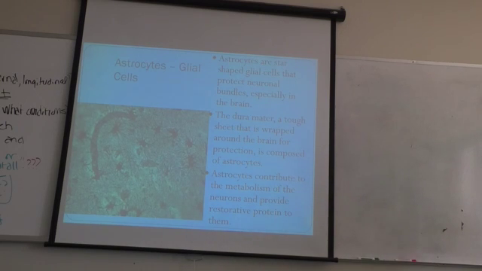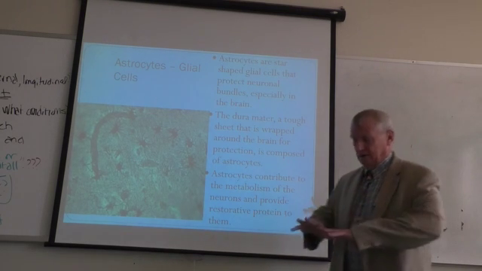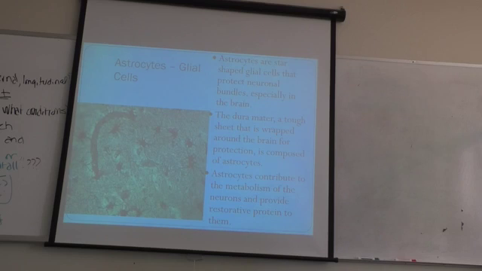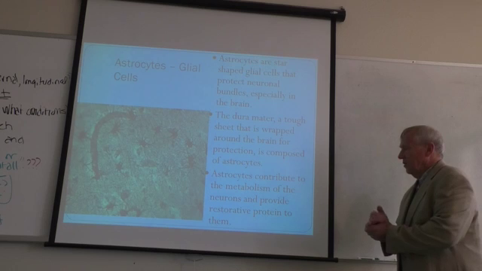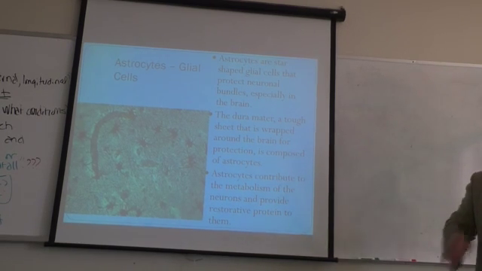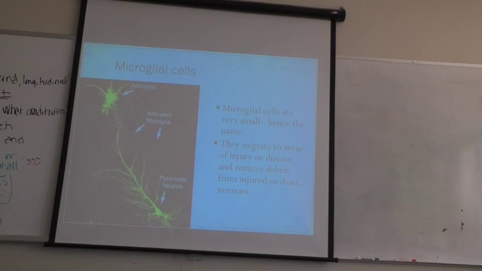It's a tough sheet that is wrapped around the brain for protection, and it is composed of astrocytes. Astrocytes are star-shaped, and since they're star-shaped, they can tie themselves together in a very intricate pattern, and because of that they can form this dura mater. Astrocytes contribute to the metabolism of the neurons, and they provide restorative protein to the neurons. So they feed the neurons as well as protect them.